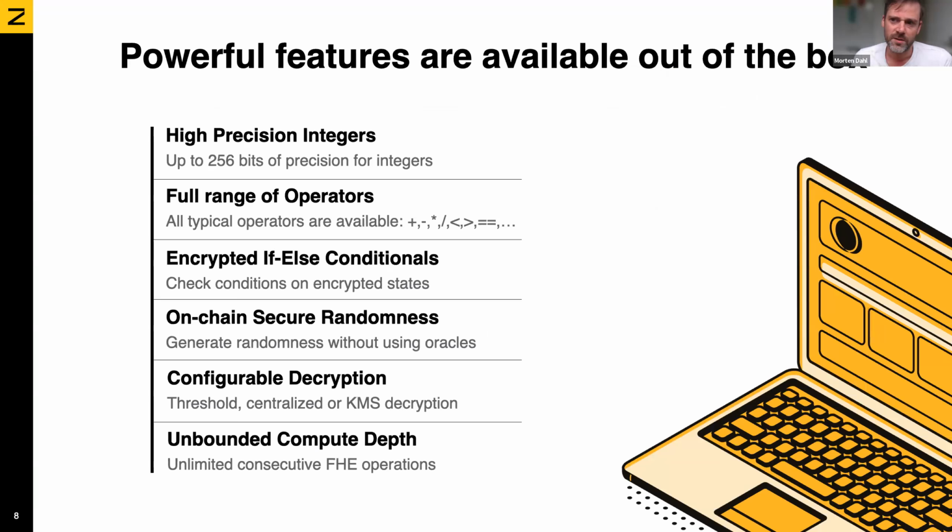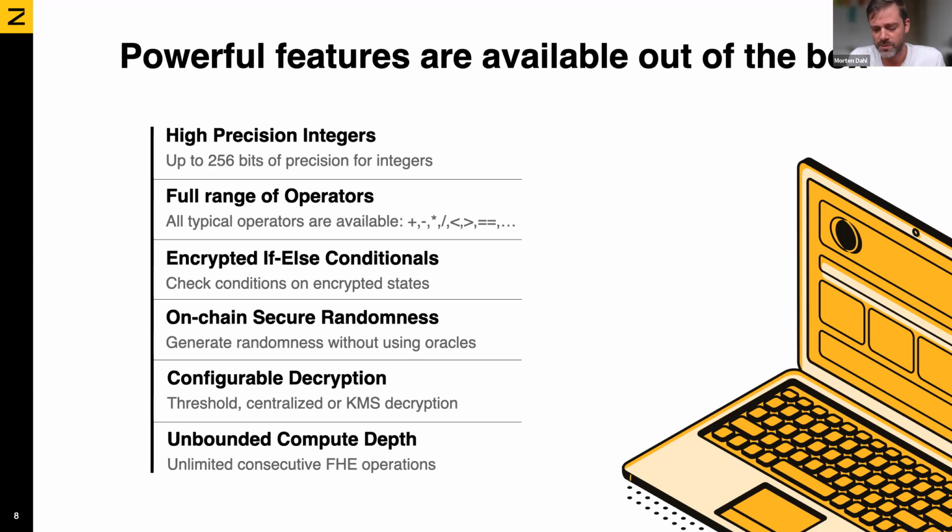Some of the features of our solution are that we can get very high precision of integers, up to 256 bits. We have a slew of operators available for the smart contracts. We can use conditional statements, also known as CMUX in typical academic literature, where you can basically do oblivious branching in your smart contracts. We can generate secure randomness on-chain, which is useful in gaming, for instance.